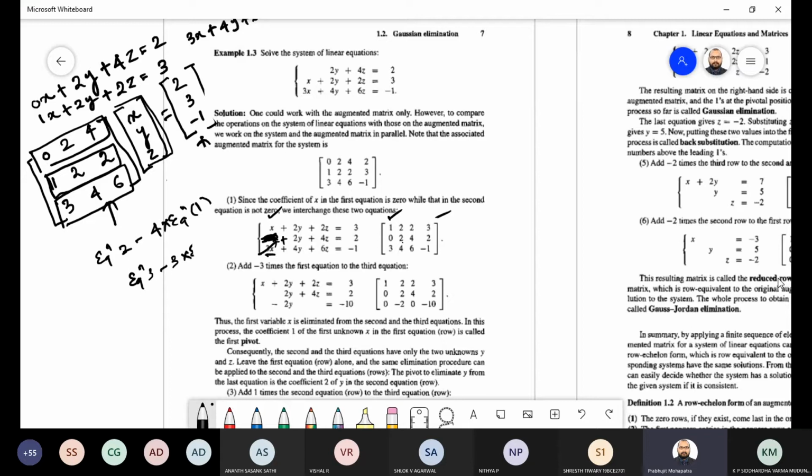Now how will you remove this 3x? Sir, minus 3 times equation 1. So now equation 3 minus 3 times equation 1. So 3x minus 3x, now this is becoming 0. Now 4y minus 6y, what will you get? You will get minus 2y. Then 6z minus 6z, so here you are having 0.